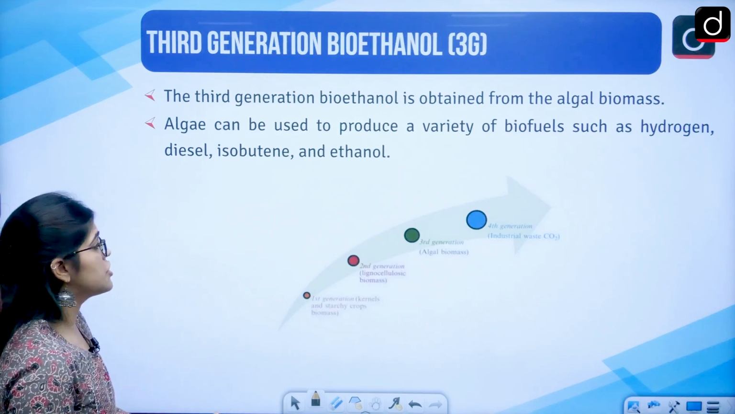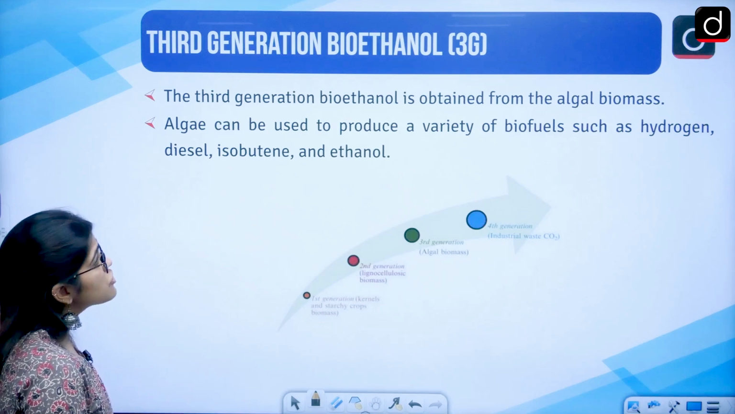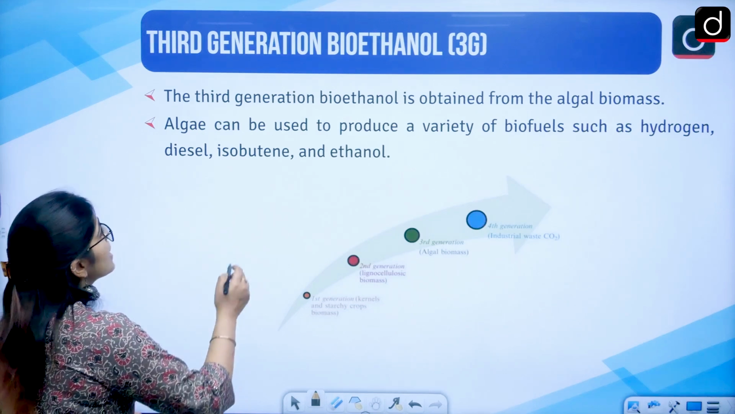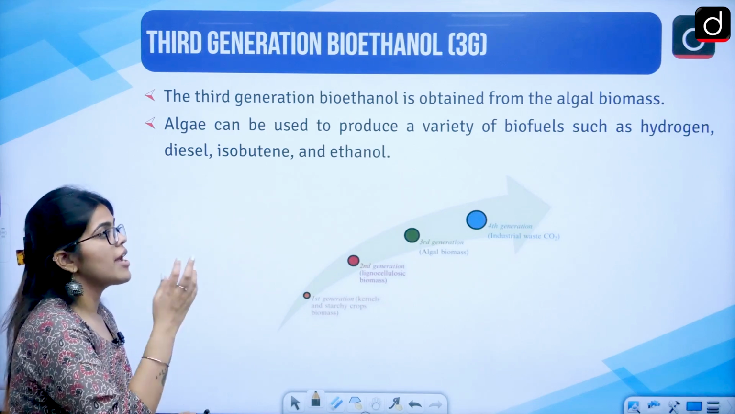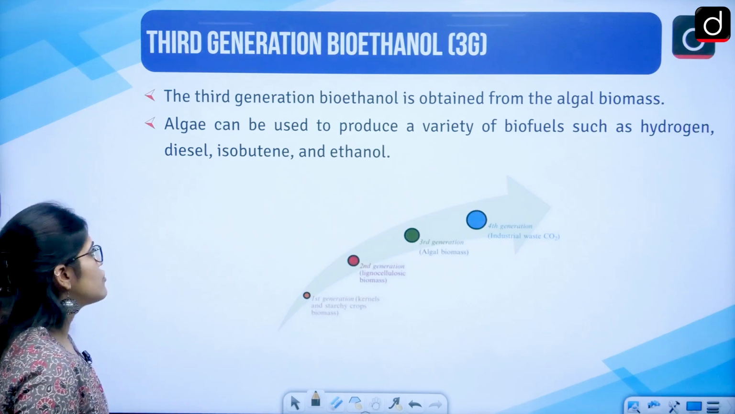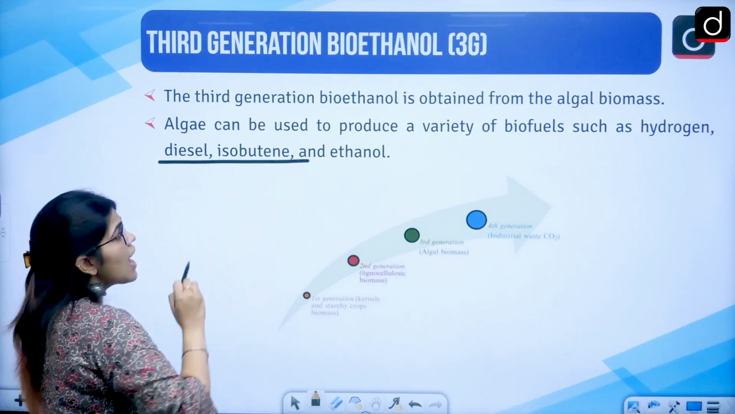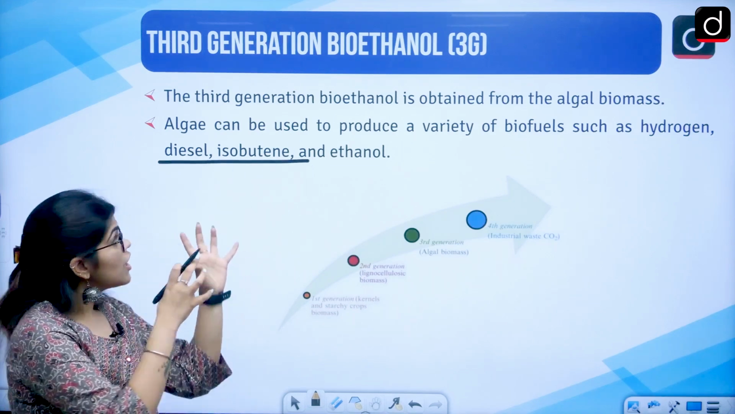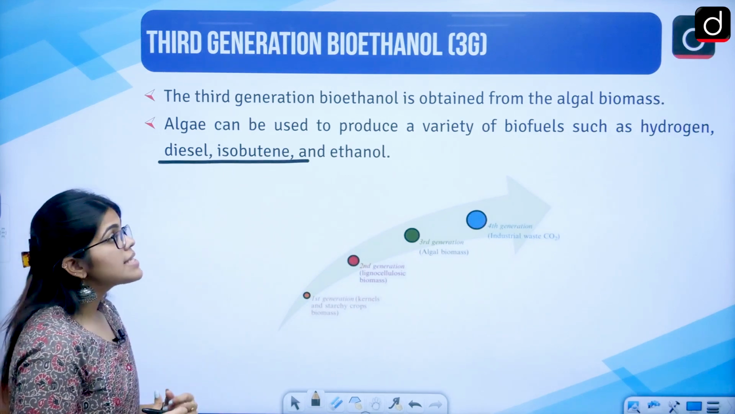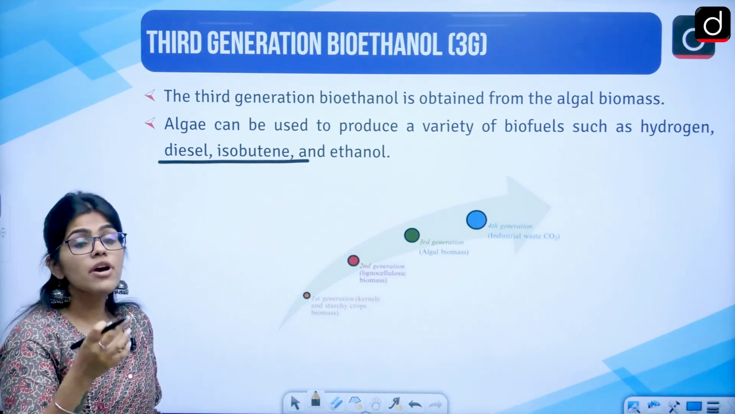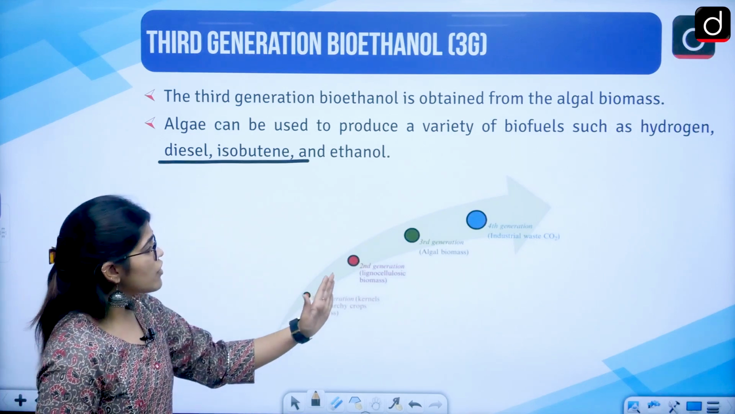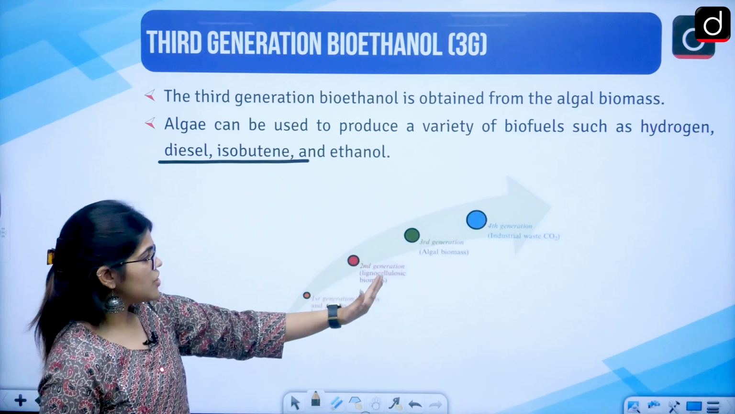Then comes the third generation. The third generation bioethanol is obtained from algae biomass. Algae can be used to produce a variety of biofuels such as hydrogen, diesel, isobutene, and of course we have ethanol. So in the third type of bioethanol, the ethanol is made from algae biomass, right? This is how we move from the first generation to the second generation.